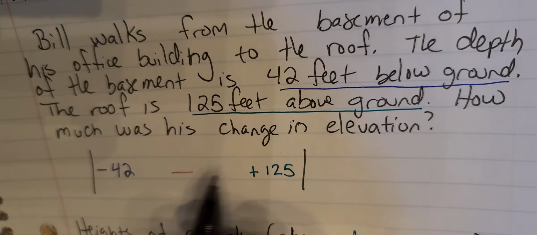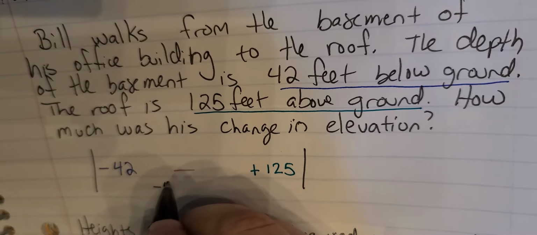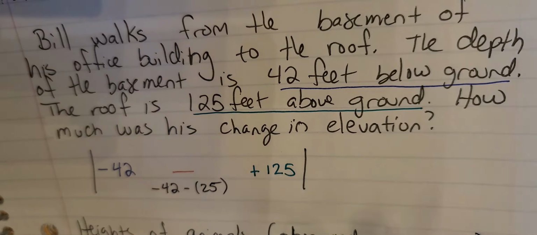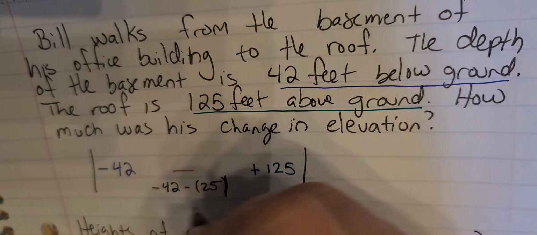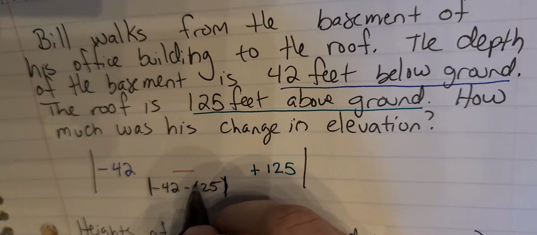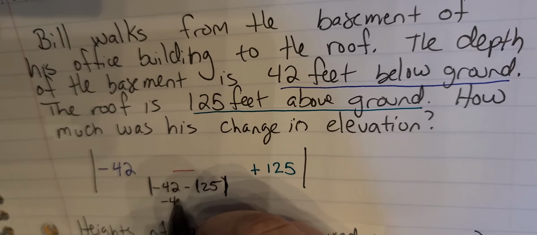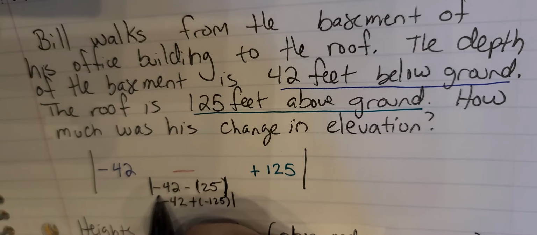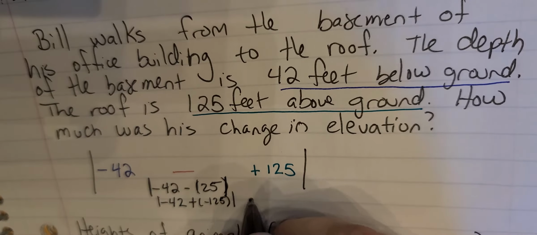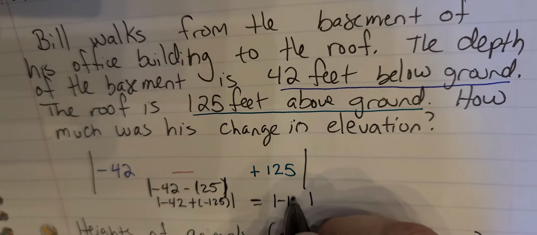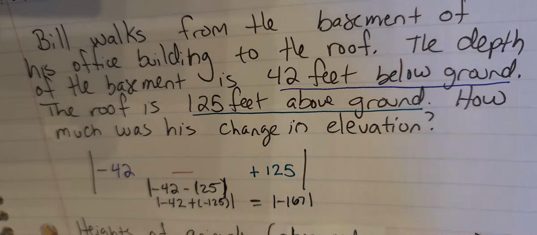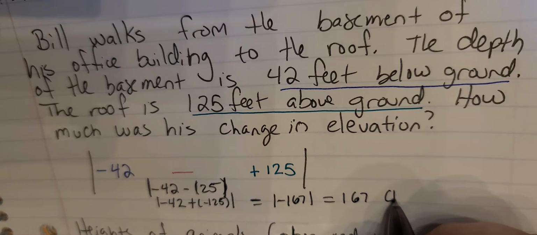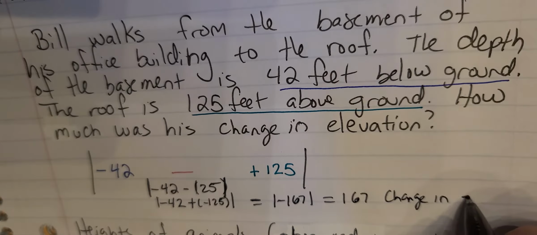So we're going to do negative 42 minus 125. I don't know why I put the other parentheses there, because that should be this and this. Sorry. This gets us negative 42 plus a negative 125. 42 and 125 gets us negative 167, and the absolute value of negative 167 is just 167. So that's his change in elevation.